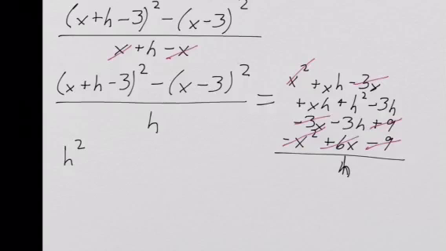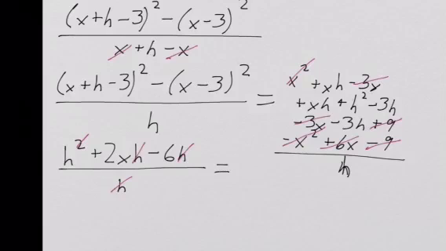So I'm left with h squared plus 2xh minus 6h. That counts for everything I have there, all over h. I can factor an h out of all of that, or I'll just draw it with cancellation. And I end up getting an answer of h plus 2x minus 6.